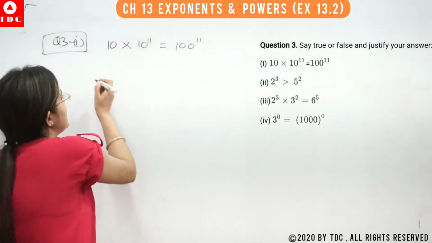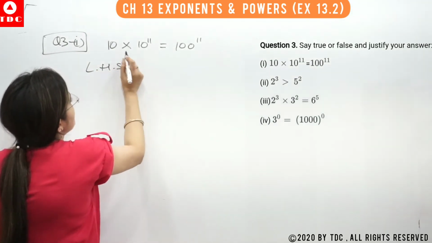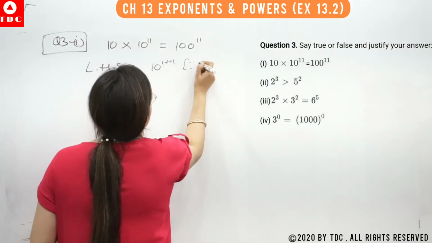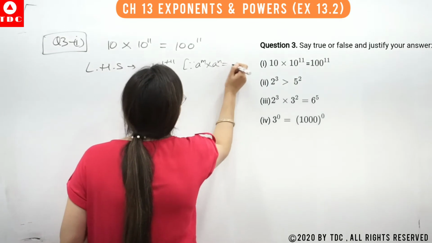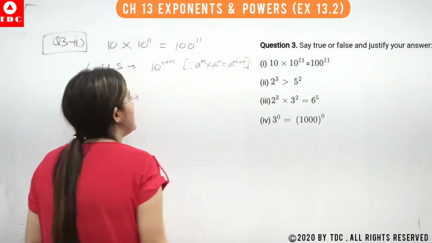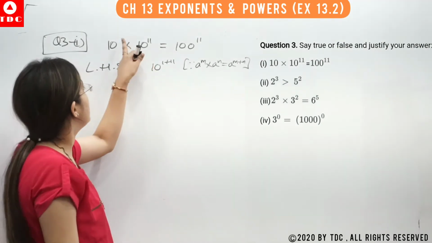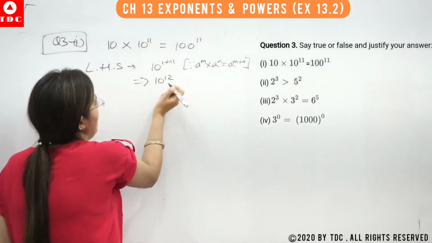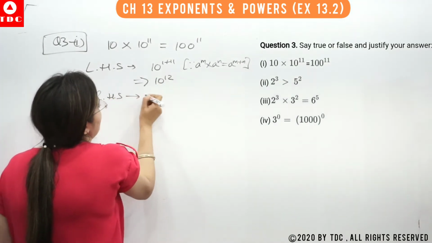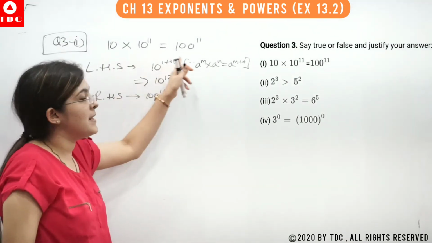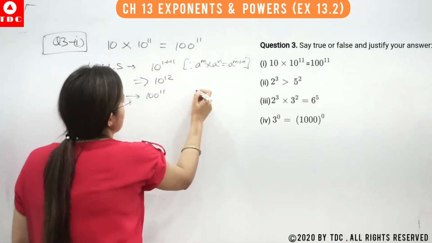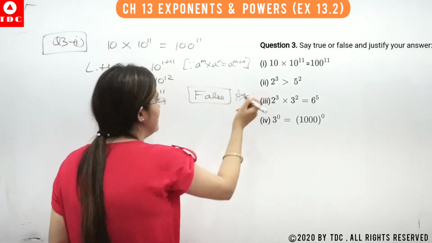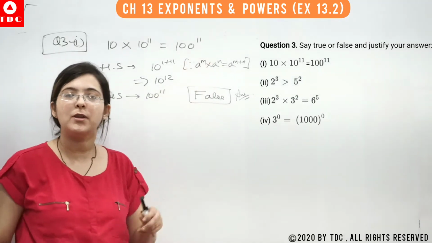Now let's see the LHS. Here we will apply the property that the powers would be added: a to the power m into a to the power n is equal to a to the power m plus n. That means 10 to the power 1 plus 11. What will we get? 10 to the power 12. But your RHS is 100 to the power 11. That means the given statement is false. Your first answer should be equal to 10 to the power 12.